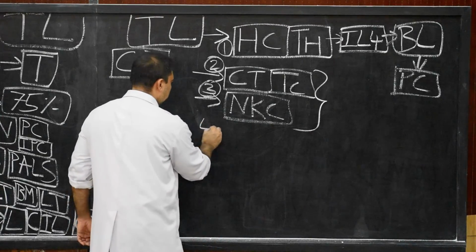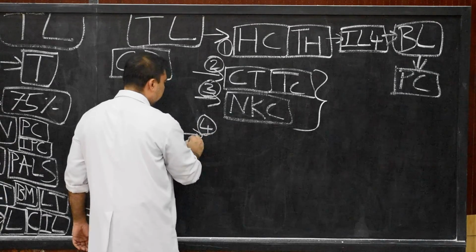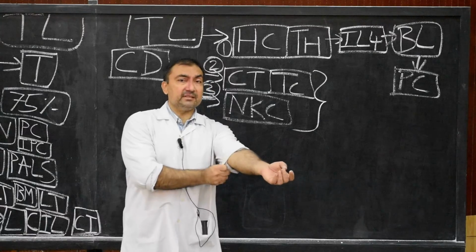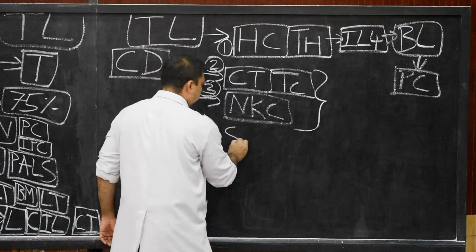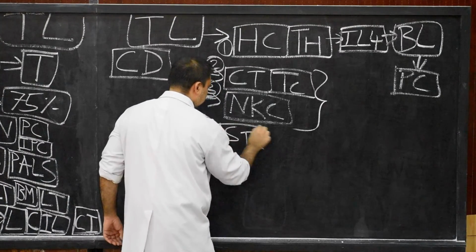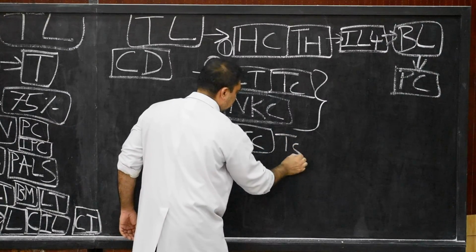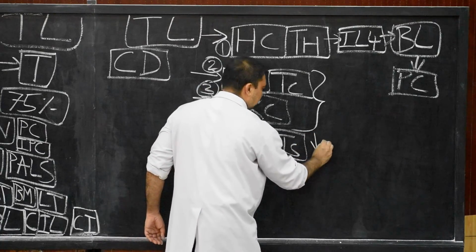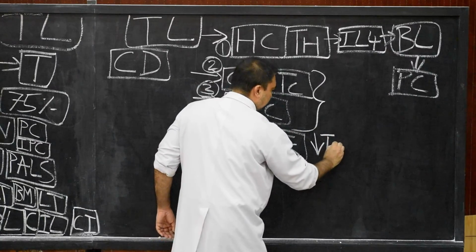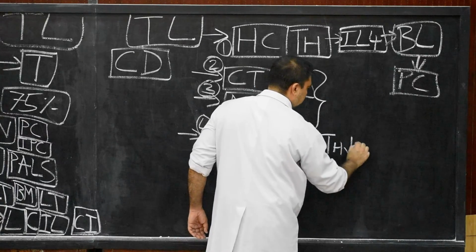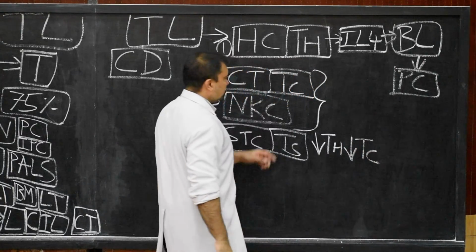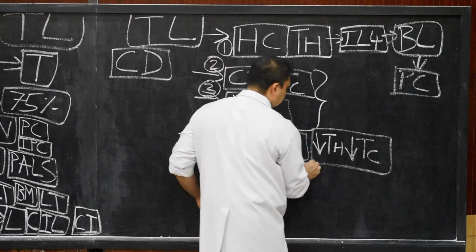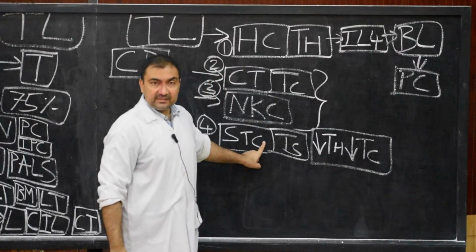Then we come to number 4. The fourth variety of T lymphocytes is known as the suppressor T cells, or in short TS. What will they do? They will suppress the activities of helper T cells, and they will suppress the activities of cytotoxic T cells. So both the helper and cytotoxic T cells, their activities are suppressed by suppressor T cells.